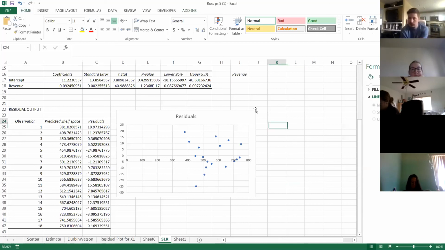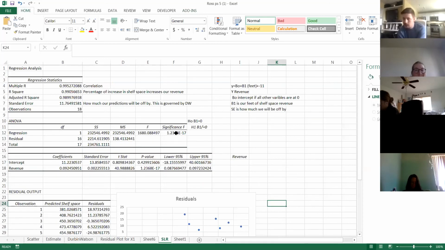Now the last thing I want to look at here is, can I reject the null? Is this model even good? And so my significant F is my p-value. What this tells me right here is I'm going to move that decimal place 17 places. So it's an extremely low p-value, so I can reject my null.